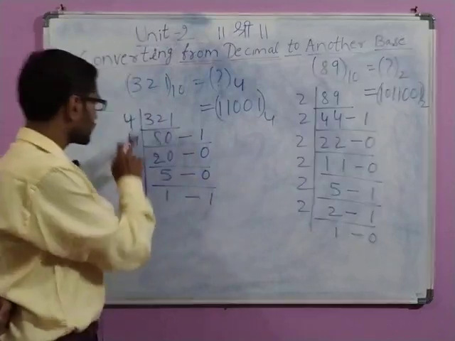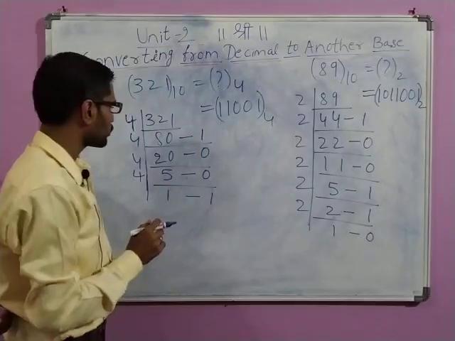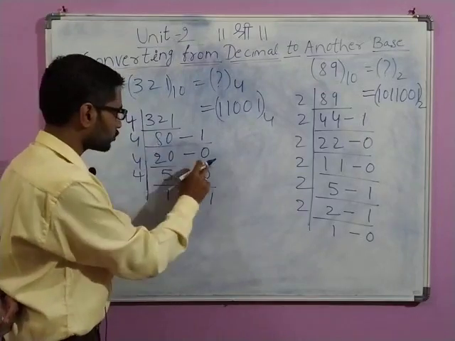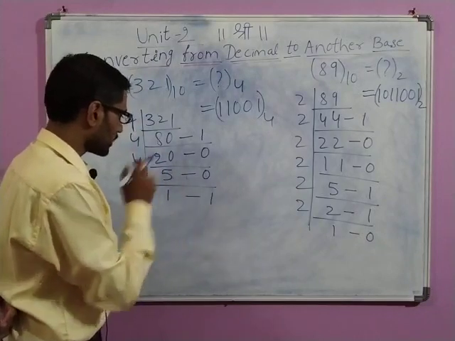We'll verify this once again. 4 8s are 32. The next digit is not possible. Put 0. So remainder is 1. So 4 20s are 80, so it will be 0. 4 5s are 20, remainder is 0. 4 1s are 4, remainder is 1.